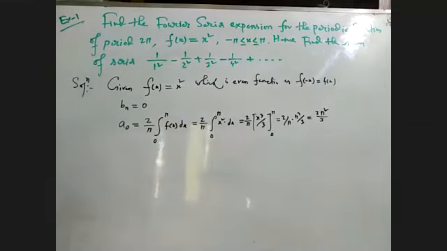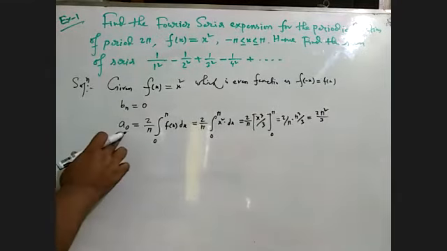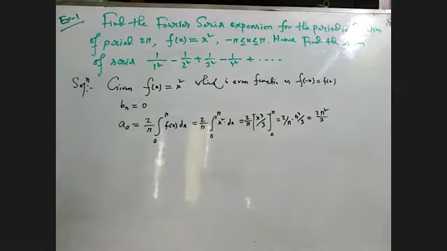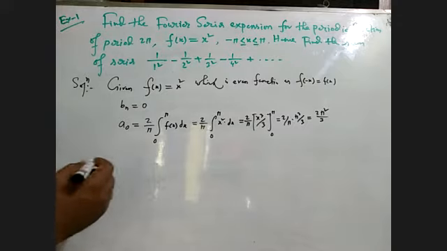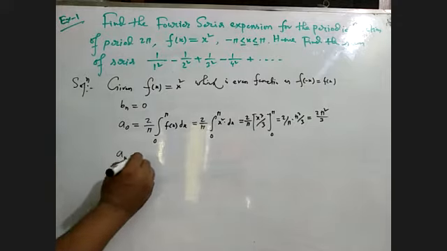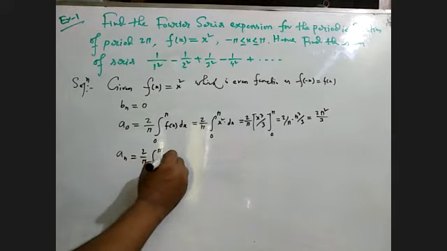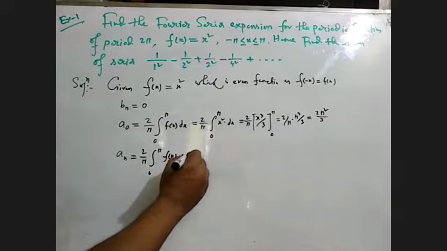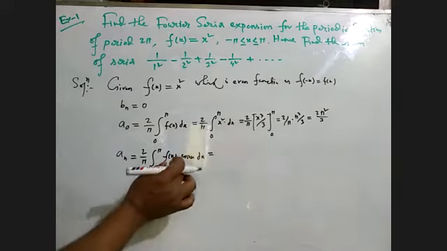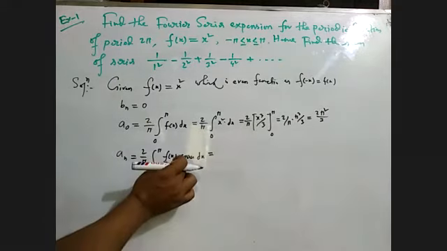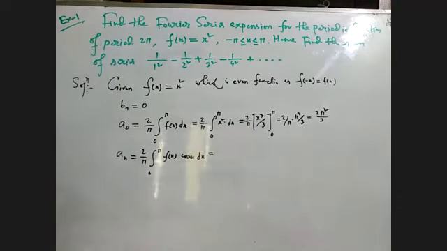So the cosine coefficient for n equals 0, that means a naught, equals twice pi square by 3. Now the other cosine coefficient, n greater than 0, that means an equals 2 divided by pi, 0 to pi, f of x cos nx dx. f of x is even, remember it, but cos is an odd function or even function? Even function, sir.